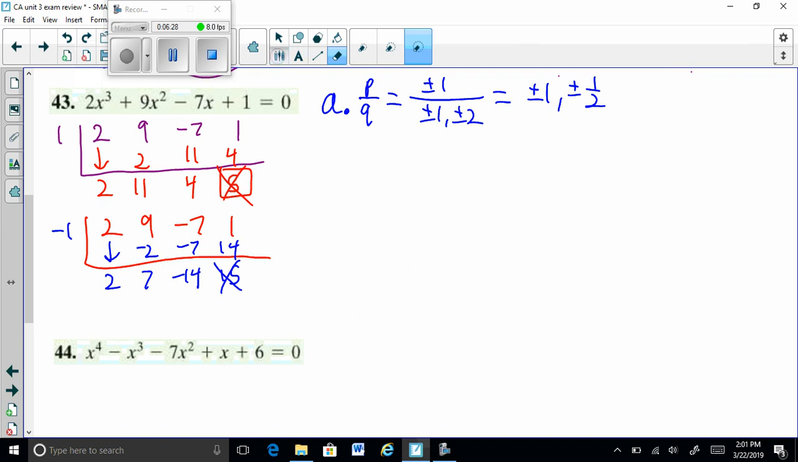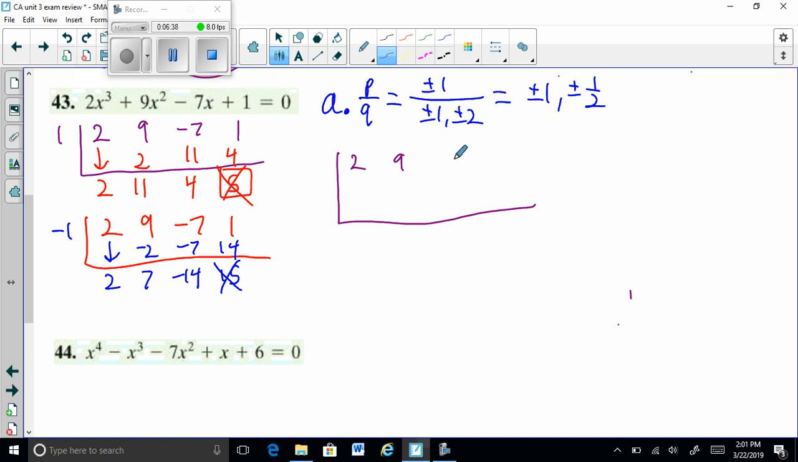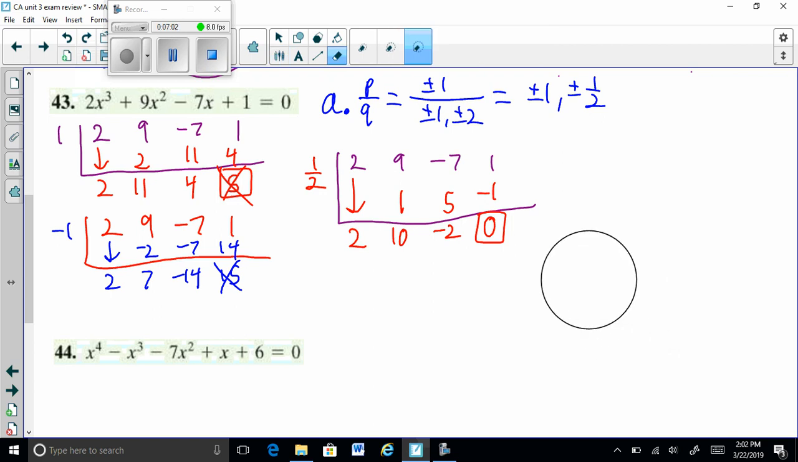Honestly, that's not that bad. It's not like we're going to have to deal with any other fractions besides the multiplier. So let's see, 2, 9, -7, 1. So let's go ahead and try 1/2. So half of 2 is 1, adds up to 10. Half of 10 is 5, adds up to -2. Half of -2 is -1, adds up to 0. Bingo. Okay. So like I said, not that bad.